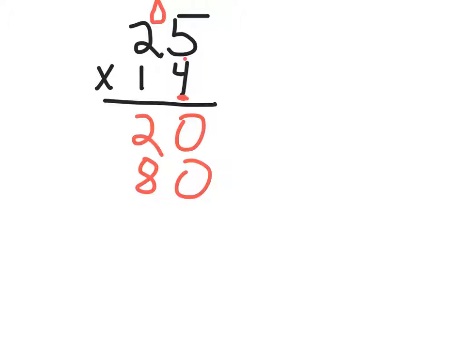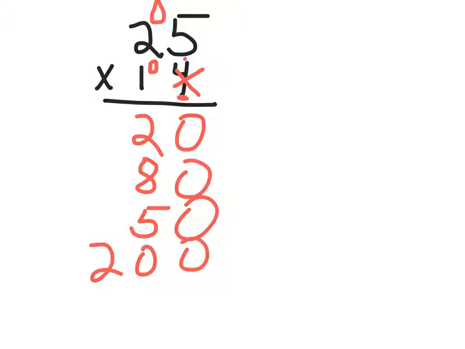And I am done with my 4. I go to my 1, but that's not really a 1, that's a 10 because it's in the tens place. So 10 times 5 is 50, and then 10 times 20, 1 times 2 but they're really in the tens place, gives me 200. And then when I add up all of my numbers, I get 350. It's very similar to the previous area model method, except we're not drawing a rectangle.